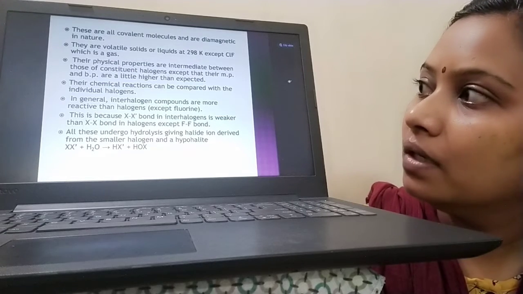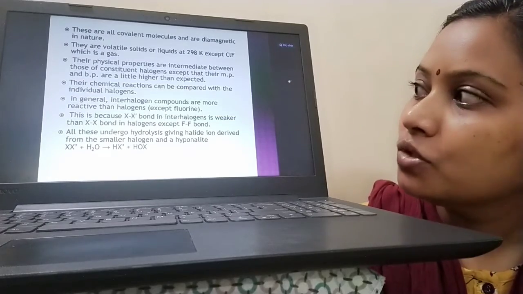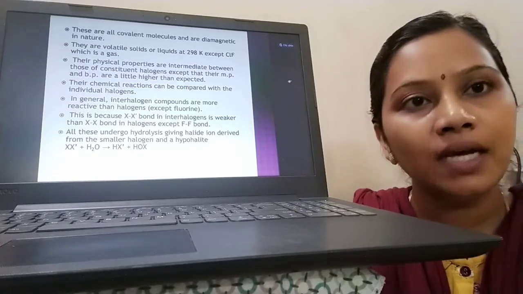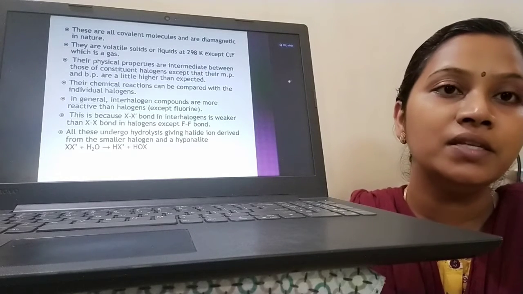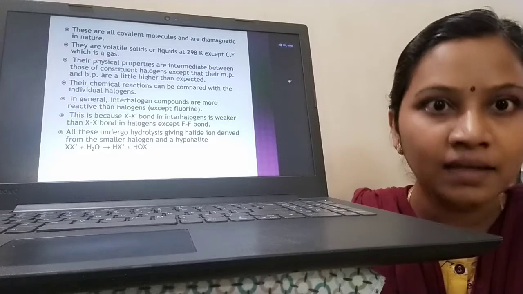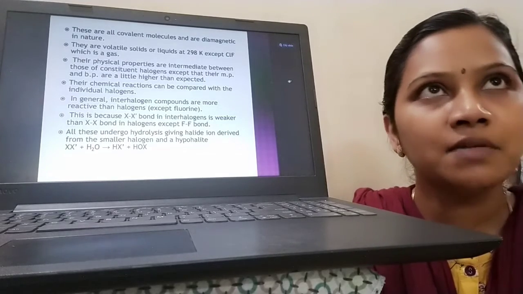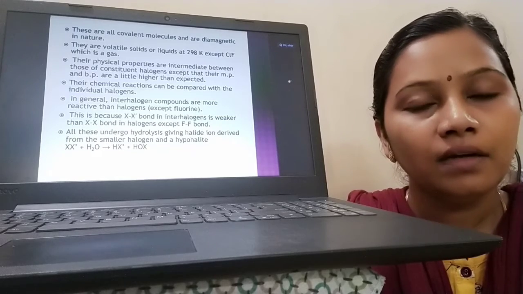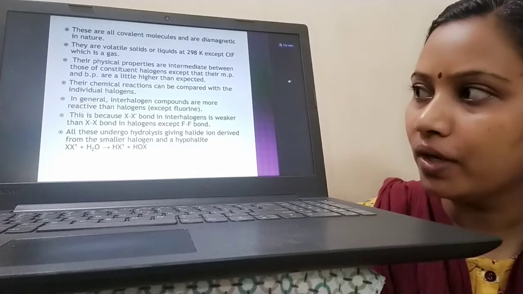Now, when you look at their chemical reactions, they can be compared with individual halogens. In general, interhalogen compounds are more reactive than halogens. But one exceptional feature here is that fluorine is always more reactive. The exceptional one, fluorine, is more reactive.